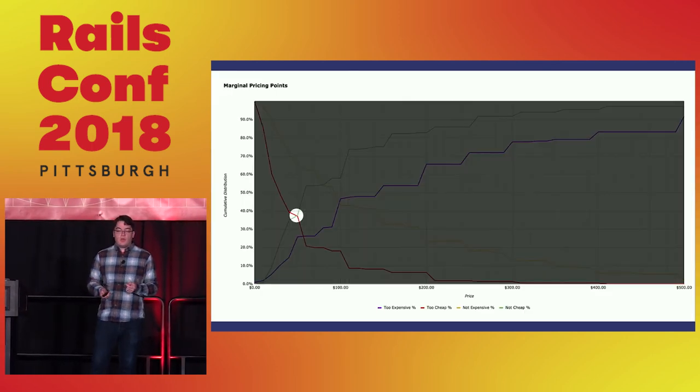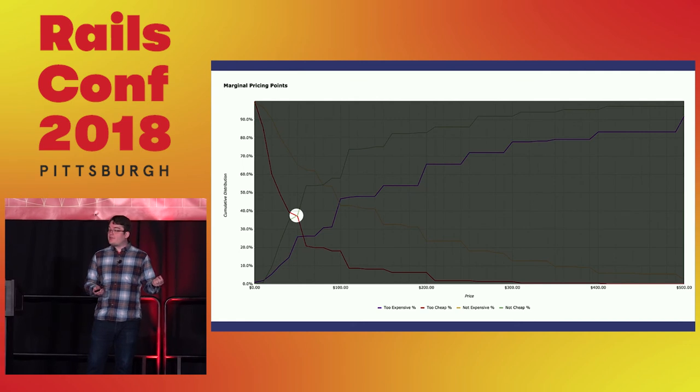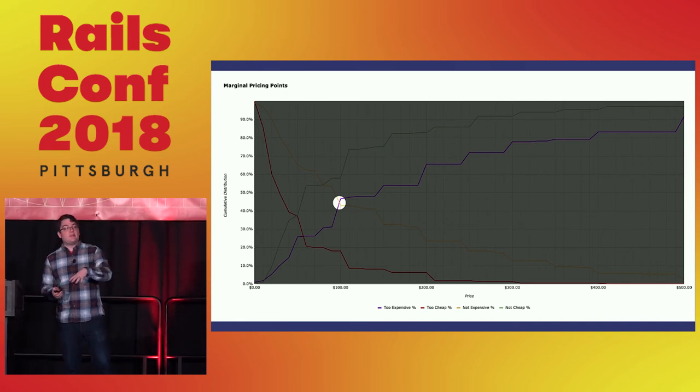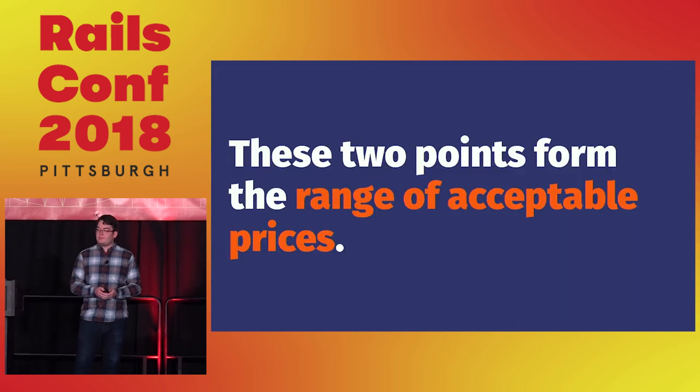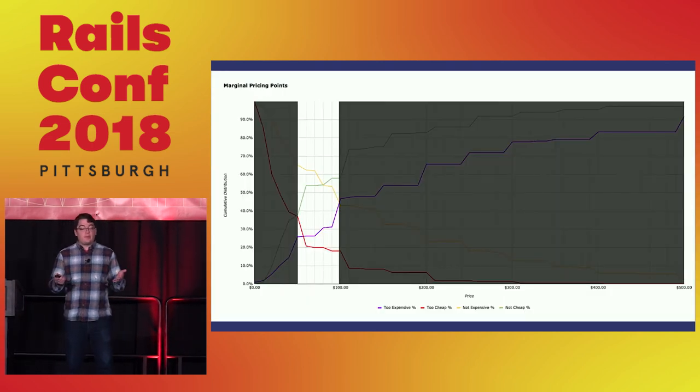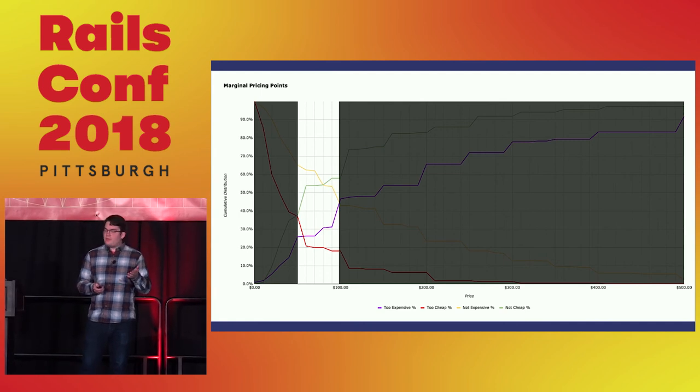So looking here, we have marginal cheapness on the left, and we have marginal expensiveness on the right. Both of these are where an equal number of people think it's either not expensive or too expensive, or not cheap and too cheap. These points form the range of acceptable prices, is what they call it in the literature. So when we're looking here, the acceptable prices are between $50 and $100 on this graph.